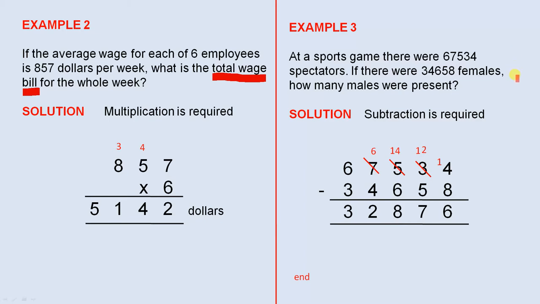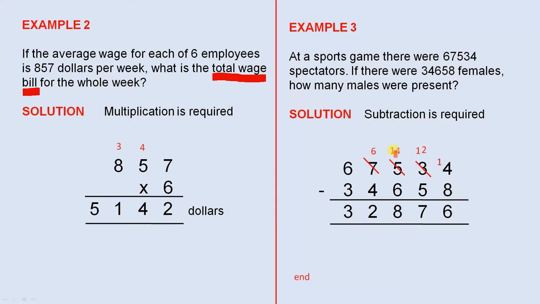The third example: at a sports game there were 67,534 spectators. If there were 34,658 females, how many males were present? So if you read that carefully, you will see that subtraction is required. So we take the total number of spectators, which is 67,534, and we take away 34,658, which is the number of females, and that should leave us with the number of males.